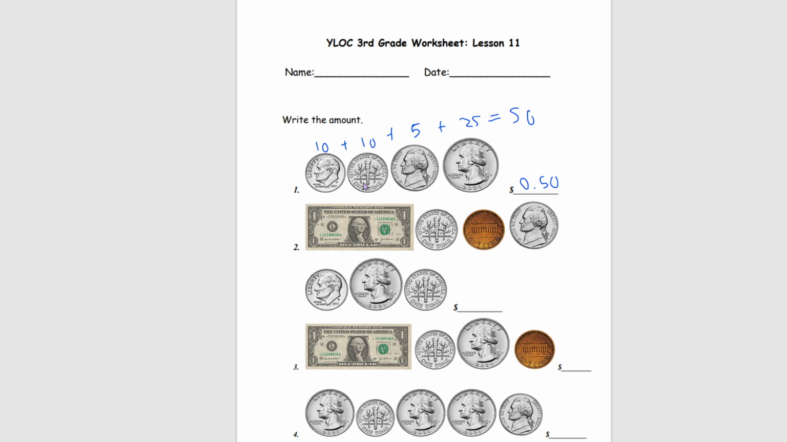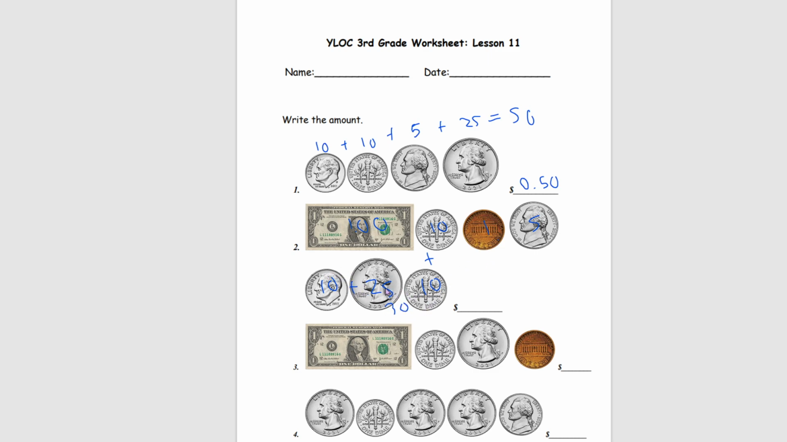For number two, we have a $1 bill, which is 100. We have a dime for 10. A penny is 1. A nickel is 5. Another dime, which is 10. A quarter, that's 25. And another dime, that's 10. So we add these up. We can add these dimes up first, and we get 30.